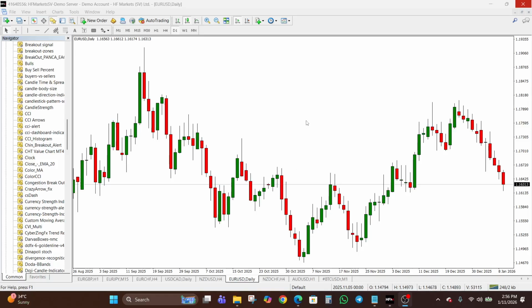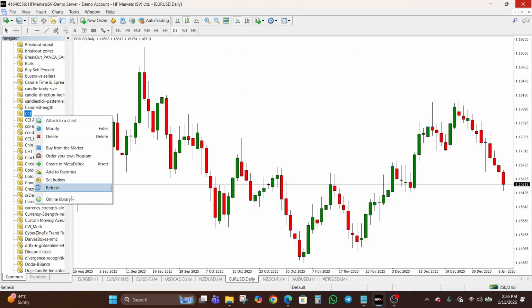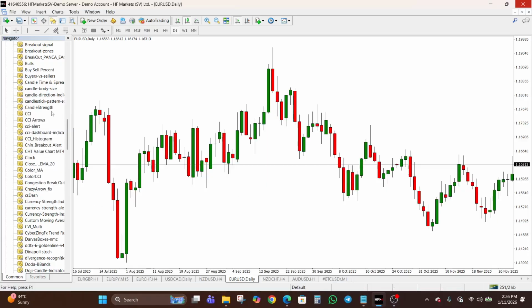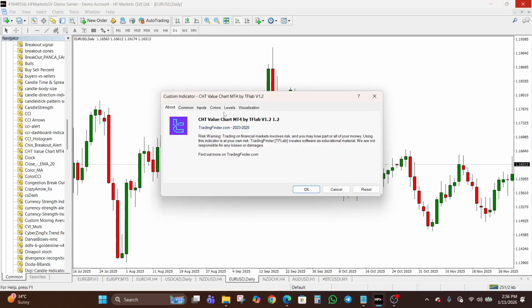Without further ado, after downloading the indicator, you can just go ahead and add the indicator file specifically to the indicators folder for your MT4 or MT5, and then you head on to your navigator, refresh your navigator. After that, just look for the CHT value chart, drag and drop it to your preferred chart.